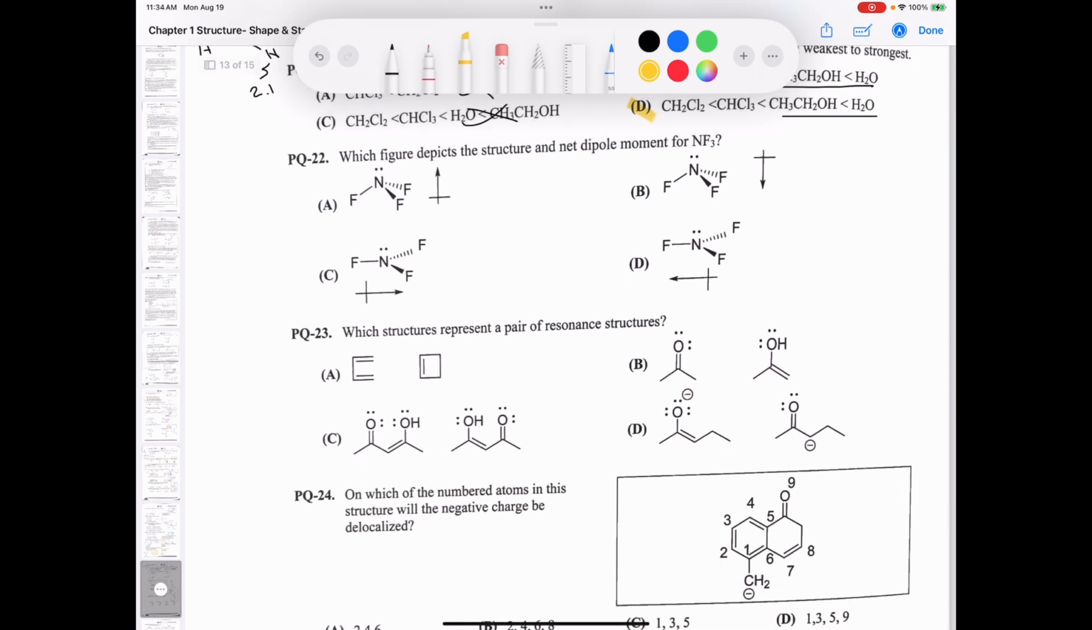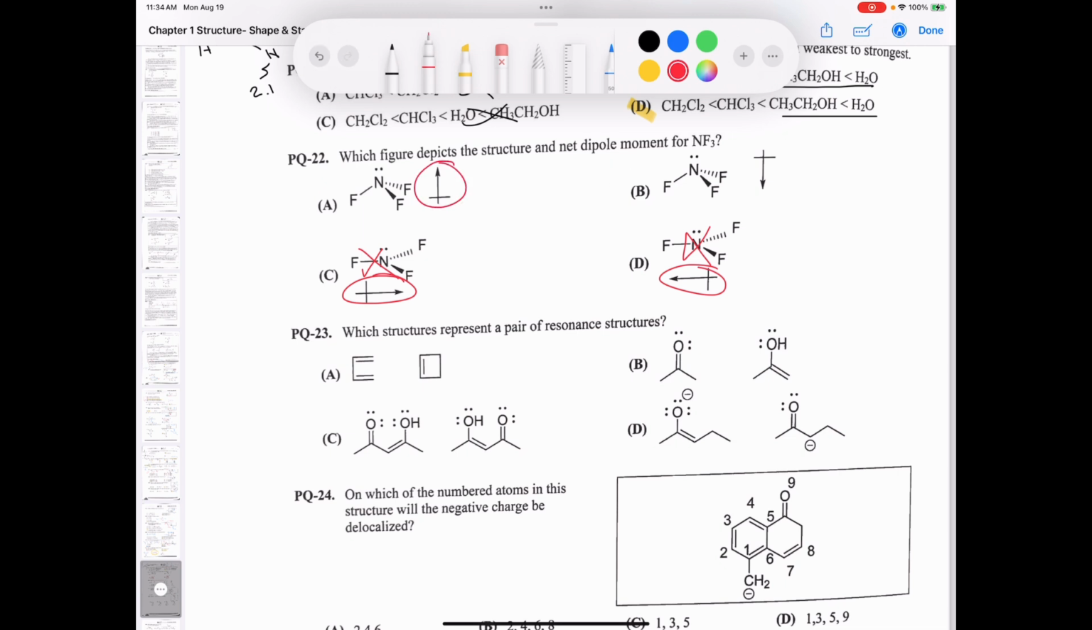Which figure depicts the structure and the net dipole moment for nitrogen trifluoride? Well, first of all, nitrogen trifluoride is trigonal pyramidal. So we can cross these two off. Let me get my red pen. We can cross these two off right away because those kind of look like they're trigonal planar to me, the way they're drawn. Not the best drawing. And either way, the dipole moment wouldn't be lateral like this now, would it? So this structure is drawn correctly and this structure is drawn correctly.